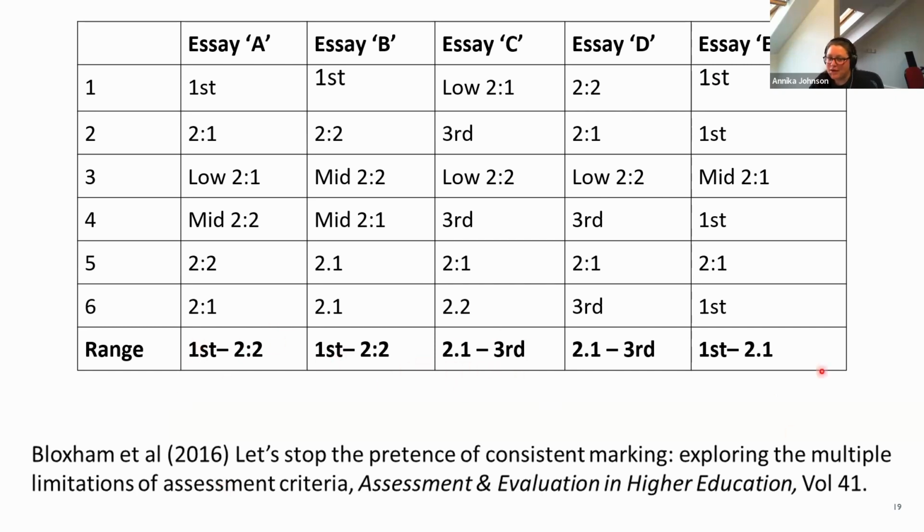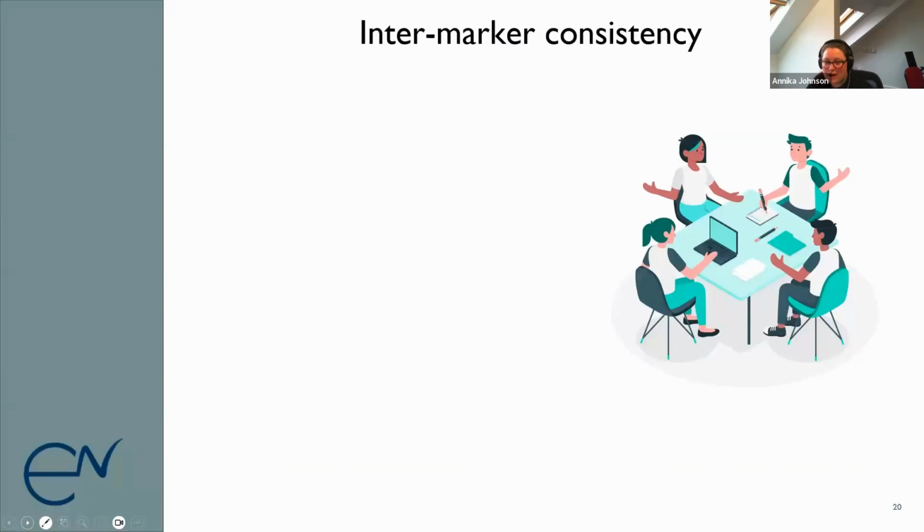So just having a marking guide isn't enough. You need to somehow do your best to try and get on the same page. And that's where you need some kind of vehicle to help you achieve intermarker consistency. So at Bristol, I would call this a benchmarking process.